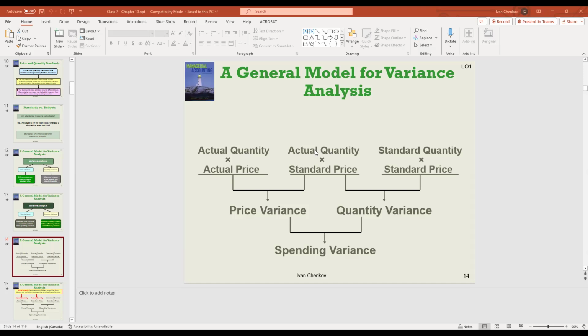Once we leave the quantity in the same reality, actual, and we leave the price on the standard, we're going to see the effect of the change of the price, and that will be our price variance. The overall variance between the price and the quantity is going to give us the spending variance.